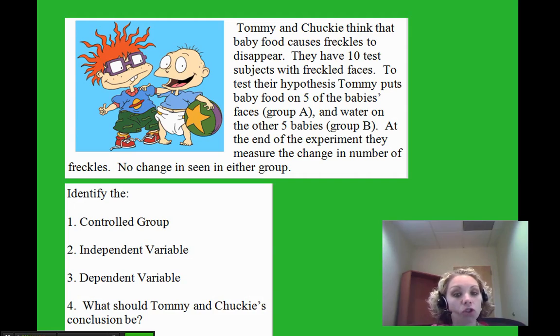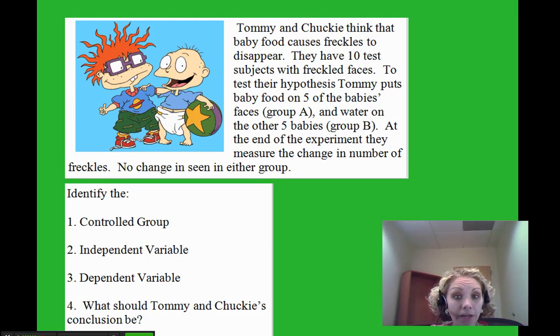Let's identify the control group. Sometimes an experimenter may divide his subjects into 2 categories. And we call the one group the control and the other group the experimental. The experimental group is the group that receives the independent variable, where the control group does not. So here, the control group is the group of babies that received water on their faces. That would be Group B.